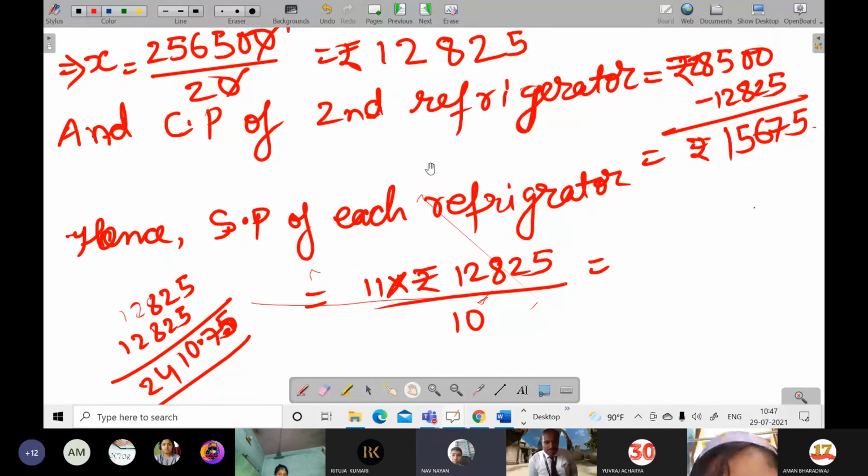12,825 only, yes. Sir, you are doing wrong multiplication, sir. My answer came 12,825 and again my 12,825, then adding them. Okay, then where did I make a mistake in adding? Everything is right, sir, only in multiplication, sir, you have done wrong multiplications. When you multiply 11 by 12,825, then it will become like this only, no? No, sir, it is coming different.